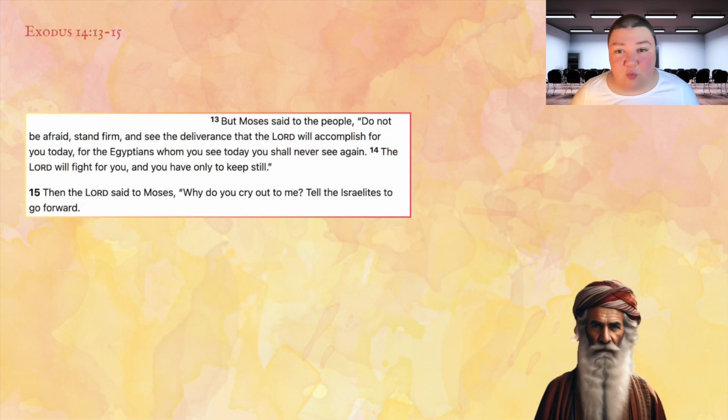First step, reading the verse directly before and directly after. Verse 13: "But Moses said to the people, 'Do not be afraid. Stand firm and see the deliverance that the Lord will accomplish for you today. For the Egyptians whom you see today, you shall never see again. The Lord will fight for you. You have only to keep still.'" Then the Lord said to Moses, "Why are you crying out to me? Tell the Israelites to move on."